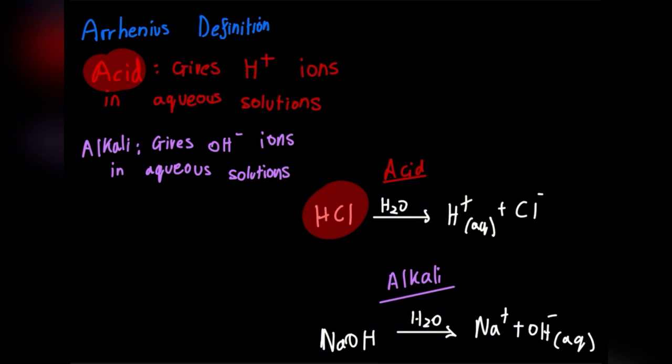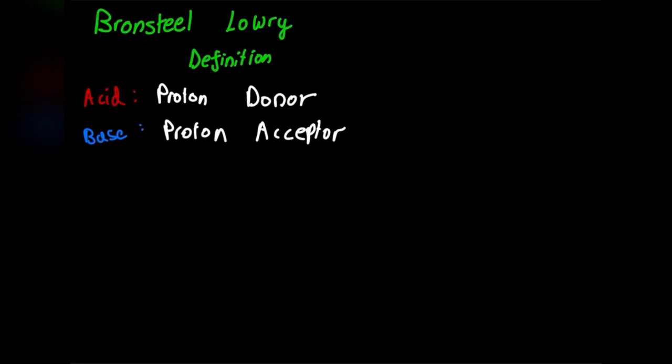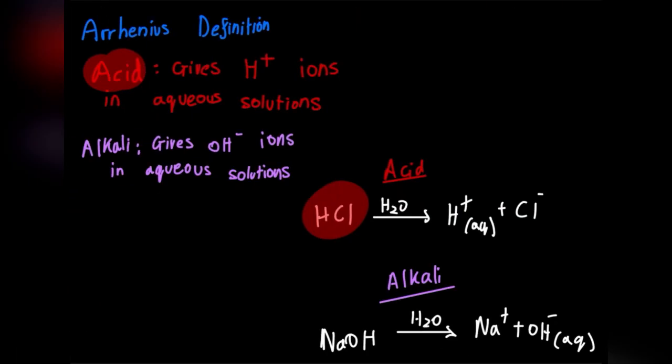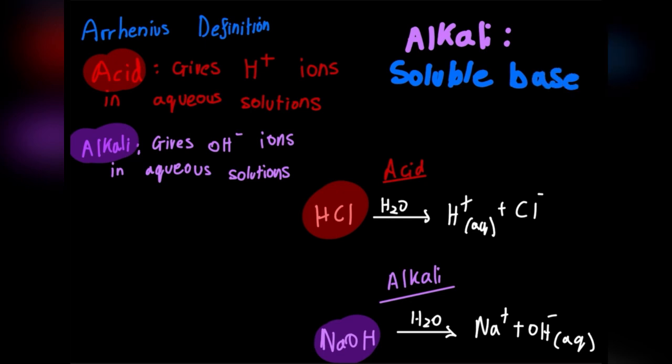So understand, the alkali is for the Arrhenius definition, meanwhile the base is for the Bronsted-Lowry definition. Again, we can see right here that it's an alkali because it dissociates into OH- and something else. Something important to note is that an alkali is just a soluble base. What that means is an alkali is a base that's able to dissolve in water.